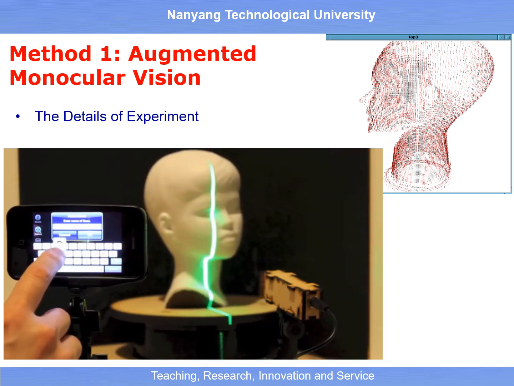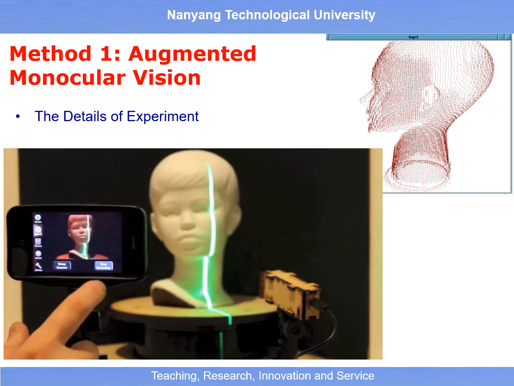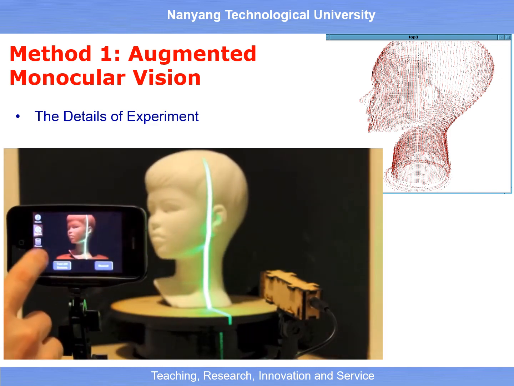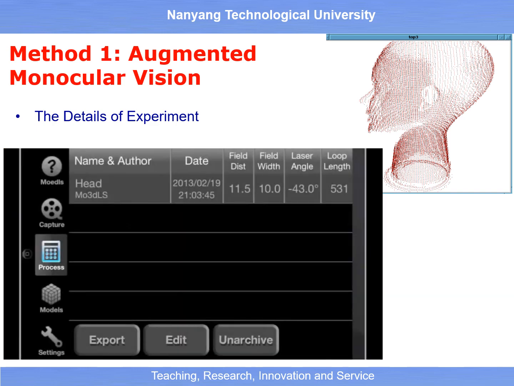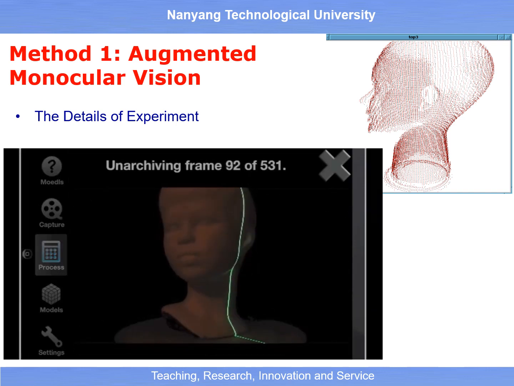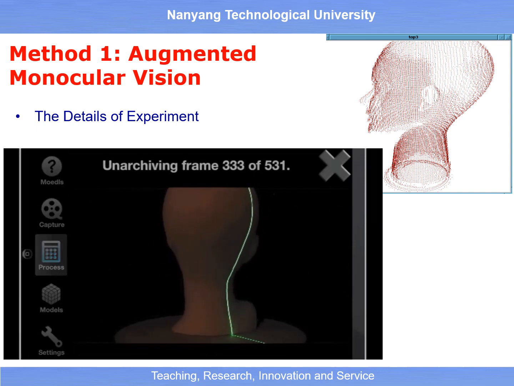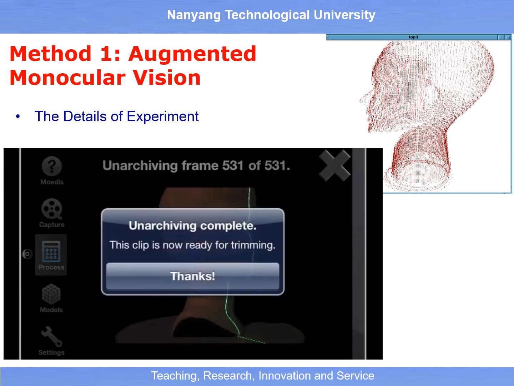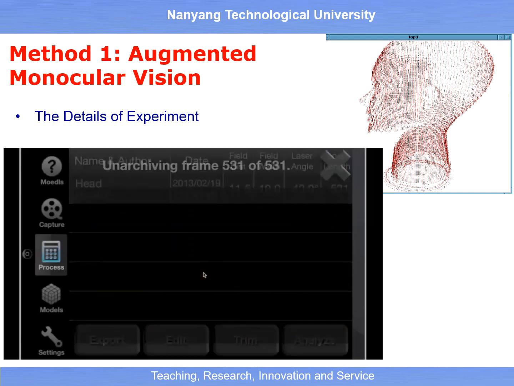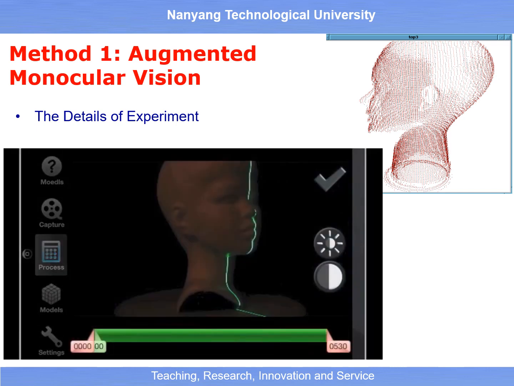At this point, the Models hardware portion is complete, so I'll move to a clearer version of the software. After we've captured a scan, we need to unarchive it in order to do frame accurate clipping. This is usually a pretty quick process, but I've speeded it up for the purpose of this video. Once unarchiving is complete, we can trim the video to get a full 360-degree clip.